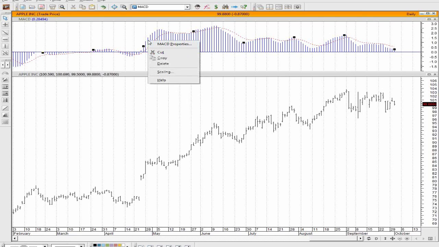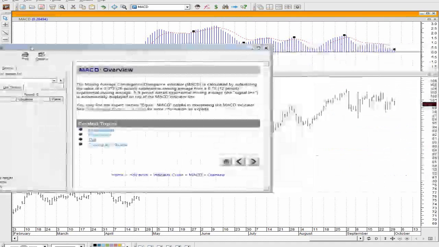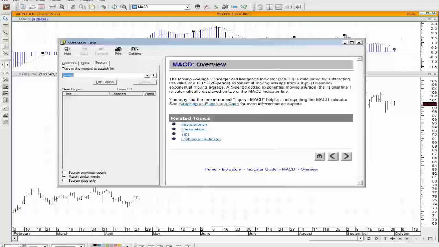And anytime you have a question on an indicator in MetaStock or anything of that nature, what you can do is go to the Help button, and it's going to tell you. So you're right. In that case, I'm going to update my PowerPoint.